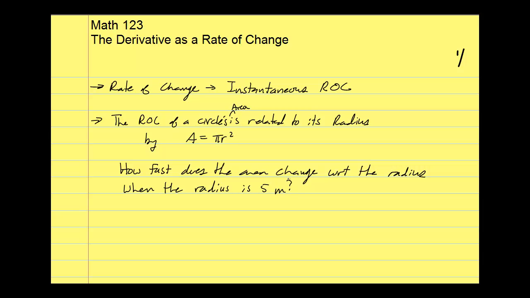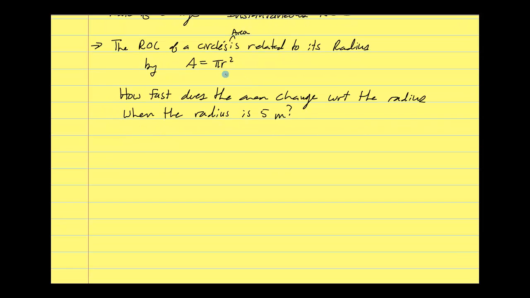Well, this problem is actually an instantaneous rate of change problem. So let's go ahead and look at our formula again. A equals pi r squared. Well, rates of change have to do with the derivative. So what we want is the derivative of area with respect to our variable. Now in this particular equation, the only variable we have here is r for radius. Pi is considered a constant. So I'm taking the derivative of area with respect to radius.